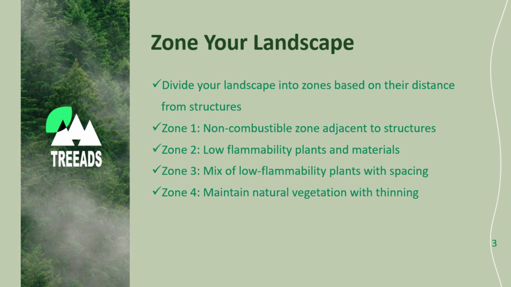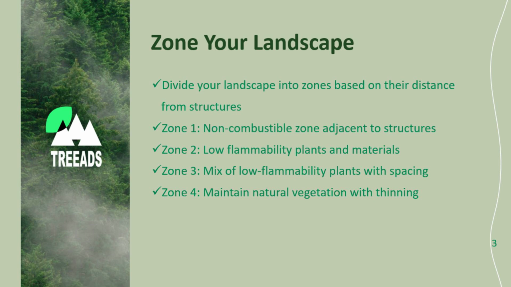Zone 2. This zone extends approximately 30 feet out from Zone 1. It should contain low flammability plants and materials. Choose plants with high moisture content, low resin content, and low accumulation of dead materials, such as deciduous trees and well-maintained lawns. Zone 3. This zone extends from 30 to 100 feet out from Zone 2.